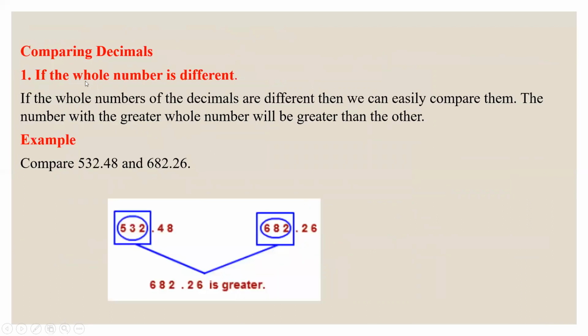Comparing decimals. If the whole numbers of the decimals are different, then we can easily compare them. The number with the greater whole number will be greater than the other. Example, compare 532.48 and 682.26. Here we will see the number on the left side, that is 532 and 682. Since 682 is greater, 682.26 will also be greater than 532.48.